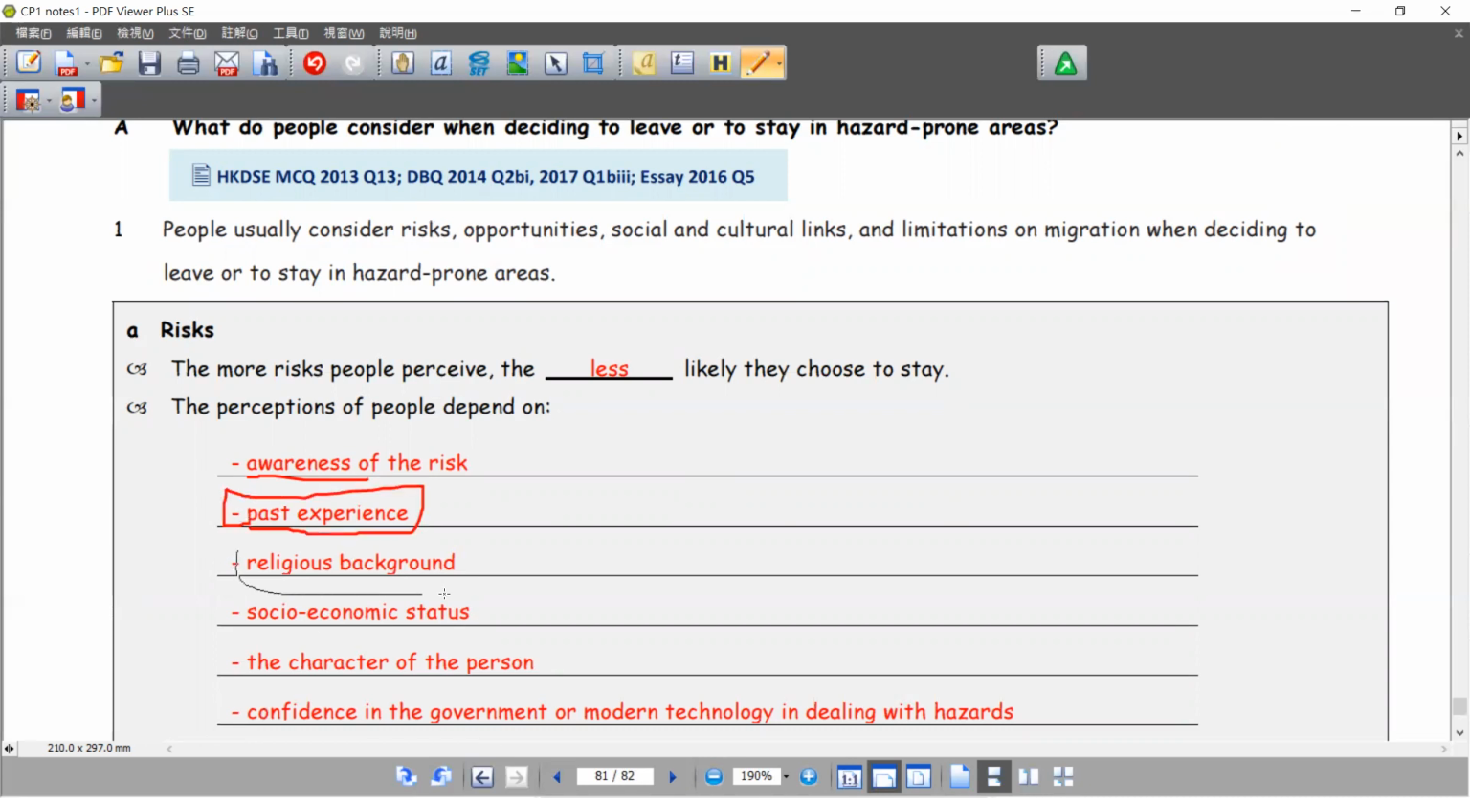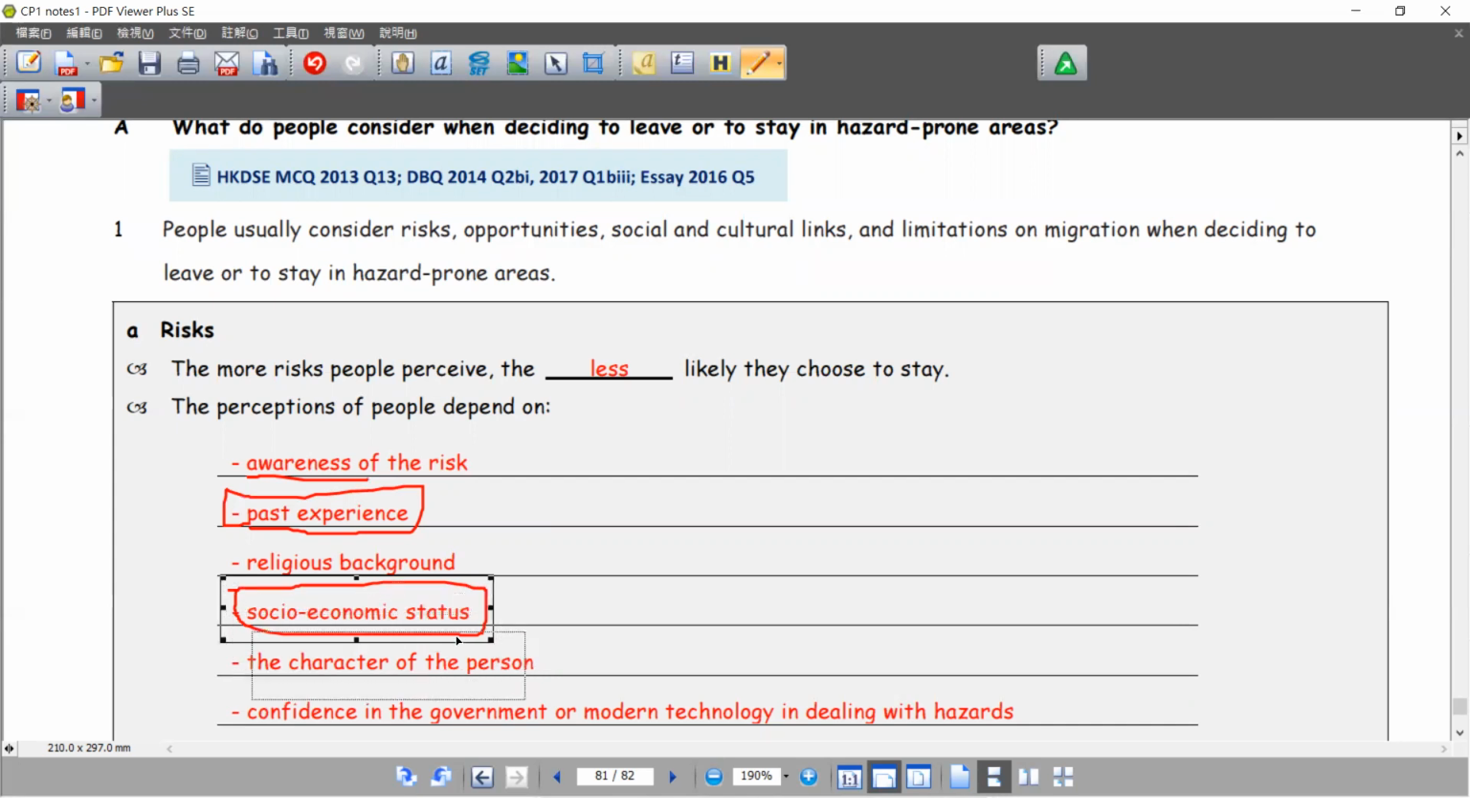And then religious background. Just like Japan, even Japan worships Mount Fuji so much, so they may still live in there all the way. How about the socio-economic status? If the country is poor, they really cannot do anything. They are too poor to move and also too poor to prepare any kinds of thing to get ready for the hazards.